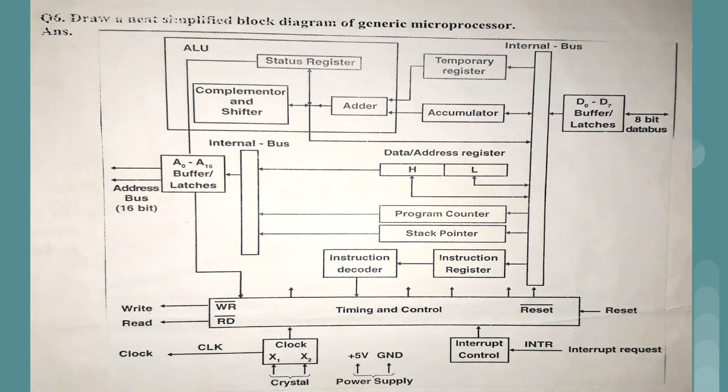Then we have 5V, that is VCC, and VSS. These two pins are part of the 8085 microprocessor and are used for the power supply. Pin number 20 and pin number 40 are used for the positive and ground connections. Then we have the interrupt control section, to which INTR, one of the pins, is connected. And then we have reset.